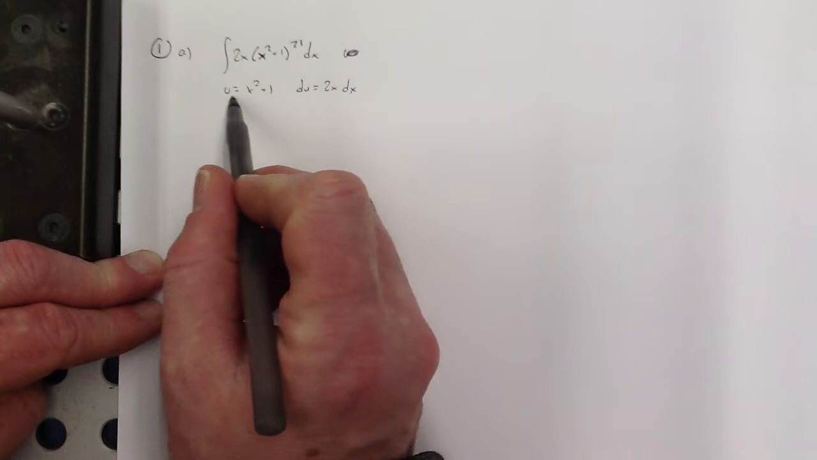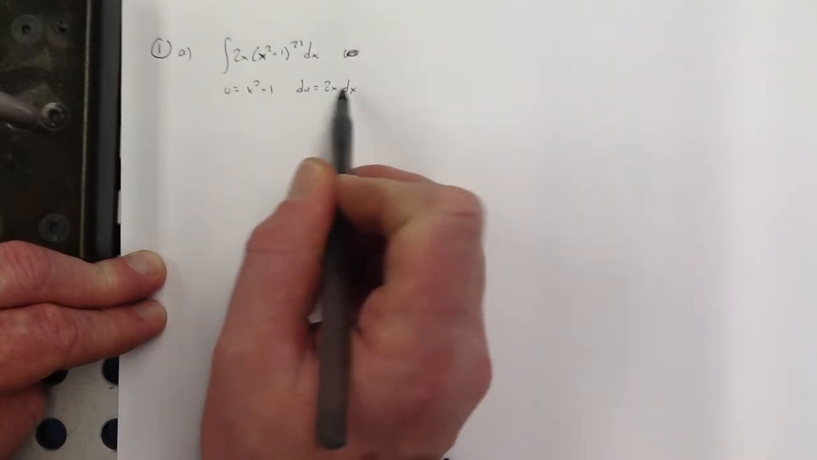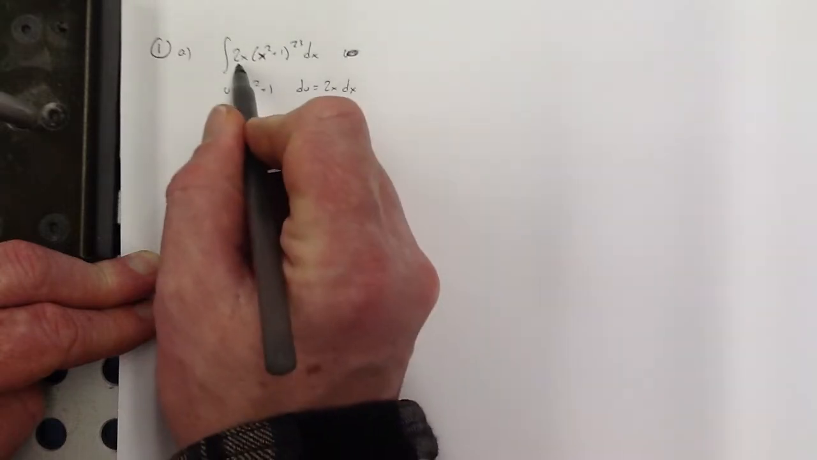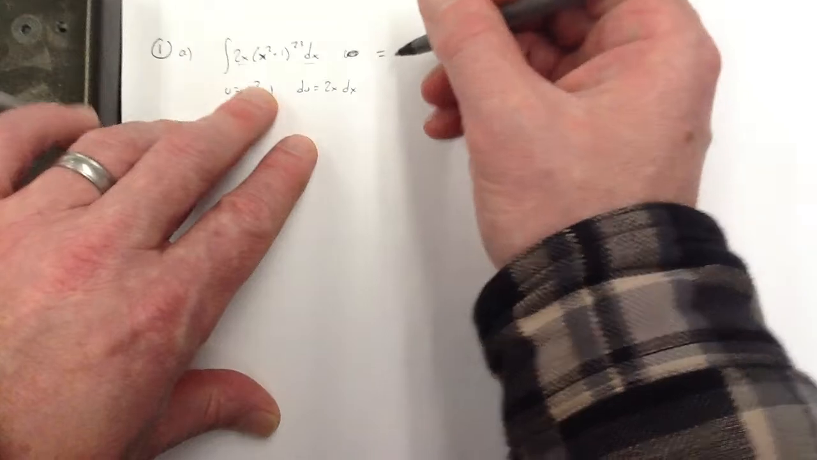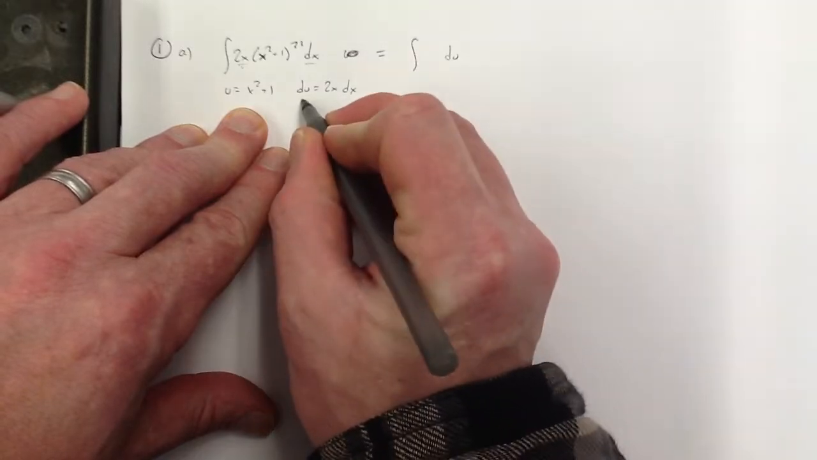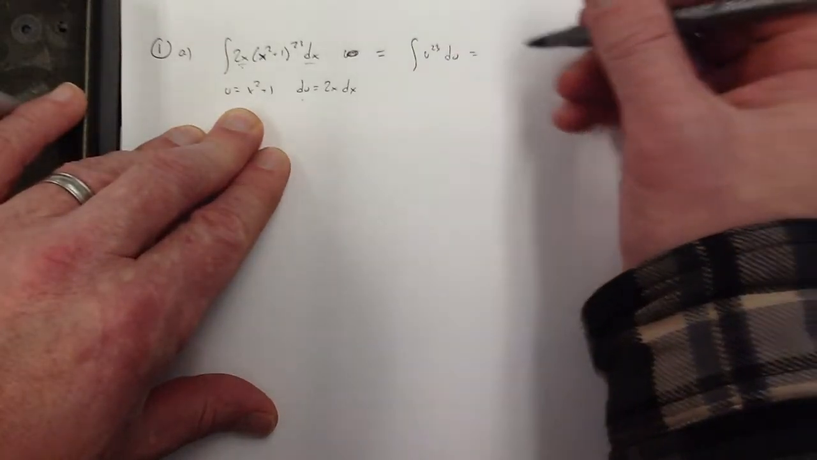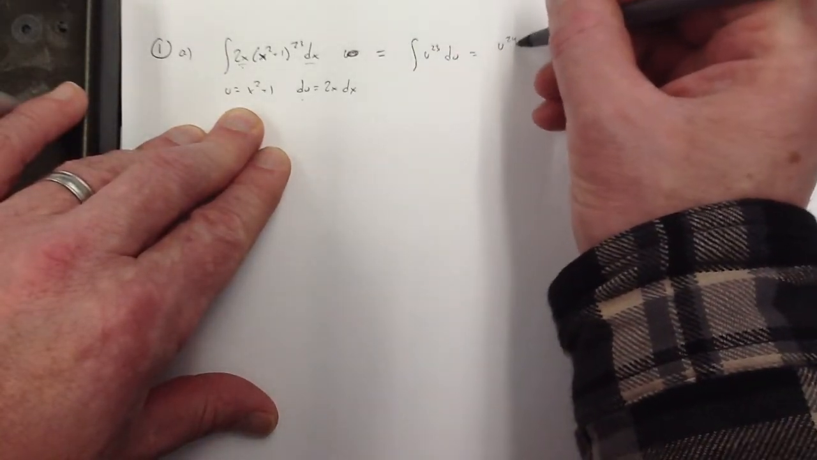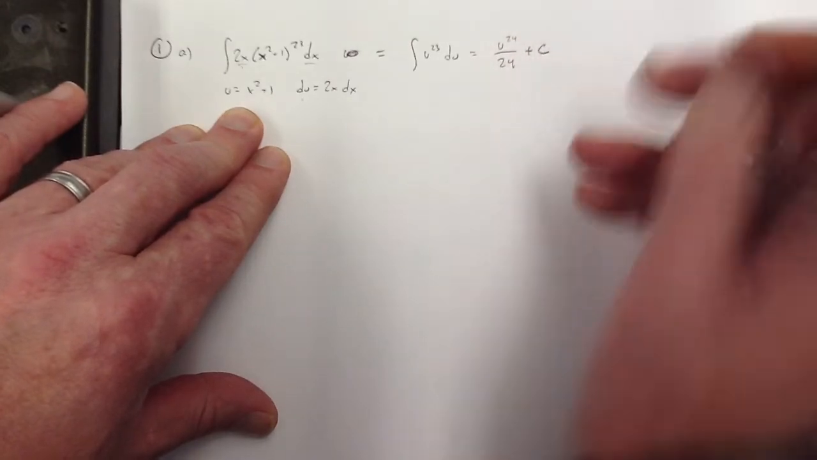Here, if u is x squared plus 1, then du/dx would be 2x, and we move the dx up there, so there's the 2x dx. That looks good. So when I rewrite this, the 2x dx just turns into du, and then this is u to the 23rd. That's easy, power rule backwards: u to the 24th over 24 plus c.